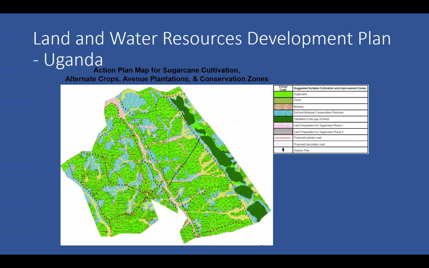For the non-sugarcane areas, we suggested they go for clove and nutmeg. Some avenue tree plantations were also suggested, along with recreational facilities near the farming areas. We also proposed sites for schools and health facilities, and they were designed in this plan. So this is how it was done.